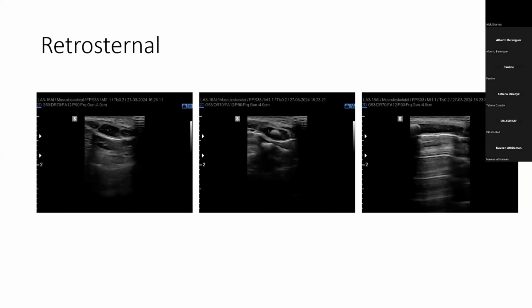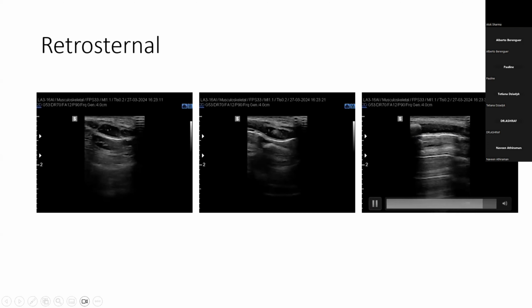Okay. Anybody else? Let's stick to the protocol. What does the protocol say? But wing sign, not there. Yeah. So there's no batwing sign. And were you over the bone, the sternum? Yeah. If you're over the bone, this is sternum. What will happen to your sound waves?